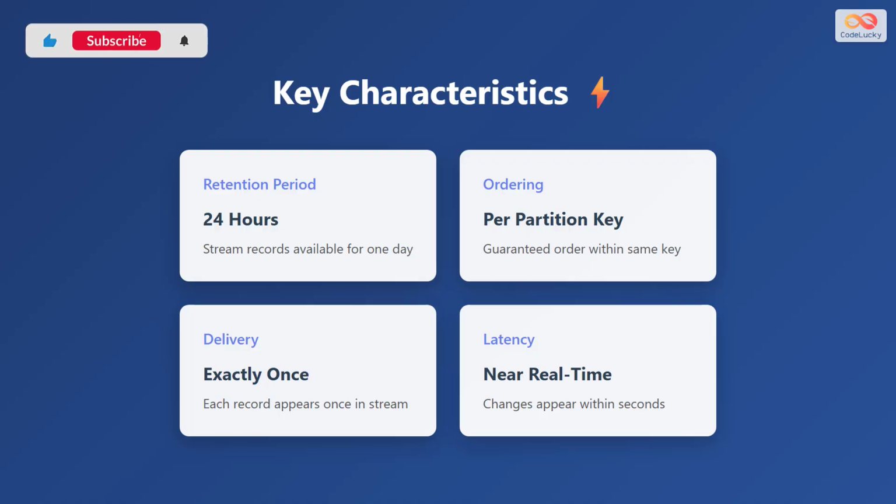DynamoDB Streams has four important characteristics you should know. First, stream records are retained for 24 hours, giving you a full day to process them. Second, ordering is guaranteed per partition key, meaning changes to the same item will always appear in the correct sequence. Third, delivery is exactly once, so each record appears only one time in the stream. Fourth, the latency is near real time, with changes appearing in the stream within seconds of occurring in the table.